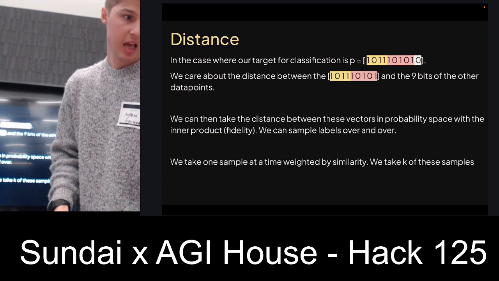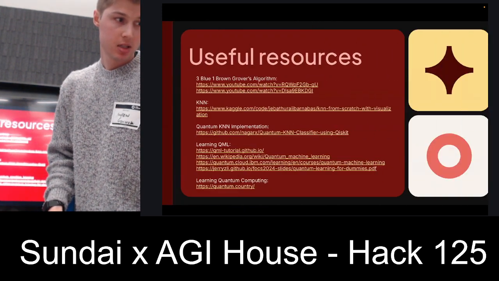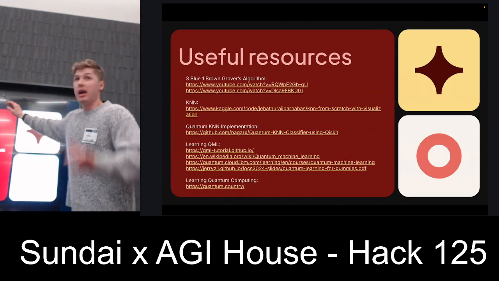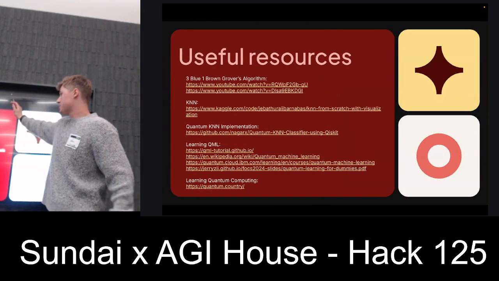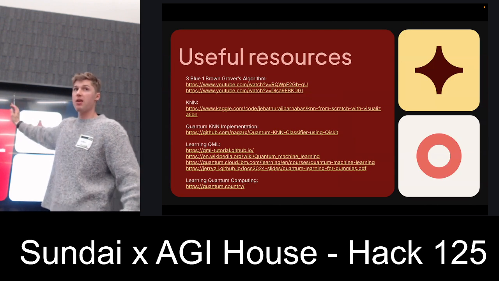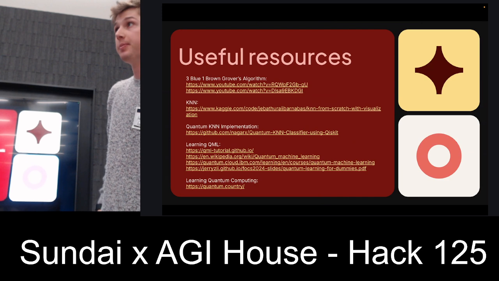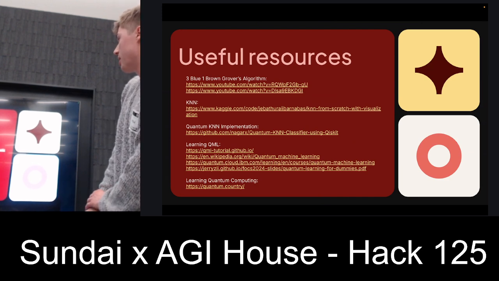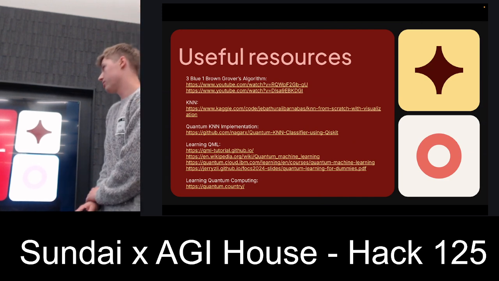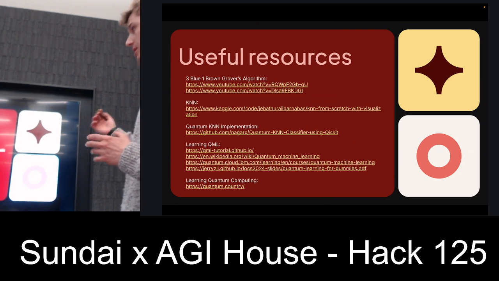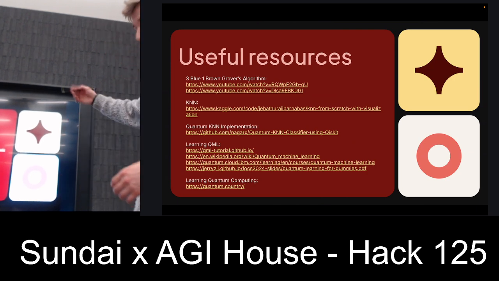Let me just end it on some, okay, I have 2 more slides, and then I'll get to your questions. Useful resources, take a picture of this page. This is how I learned a lot of this stuff. This is super helpful. You have full implementations of KNNs and quantum KNNs. You have learning materials for all of this stuff.